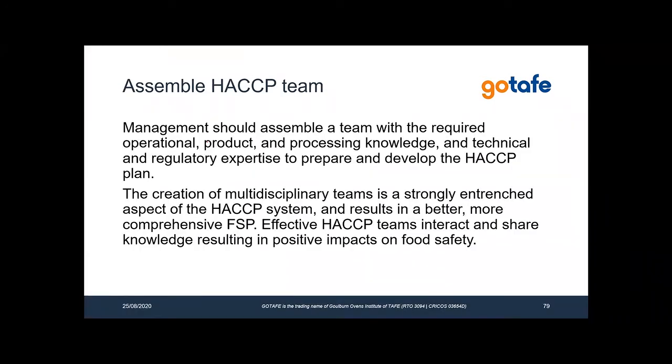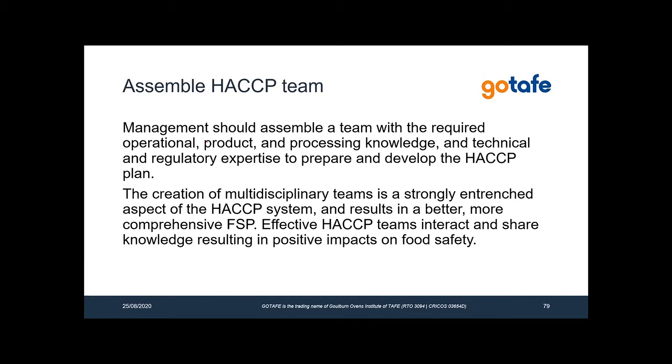So let's look at the first step, assemble a HACCP team. Management should assemble a team with the required operational, product, and processing knowledge, and technical and regulatory expertise to prepare and develop a HACCP plan. Based on that, we have to get people from different departments involved with the required knowledge, background and experience in that area, to make contributions to the HACCP plan. So this team is a strongly enriched asset of the HACCP system.